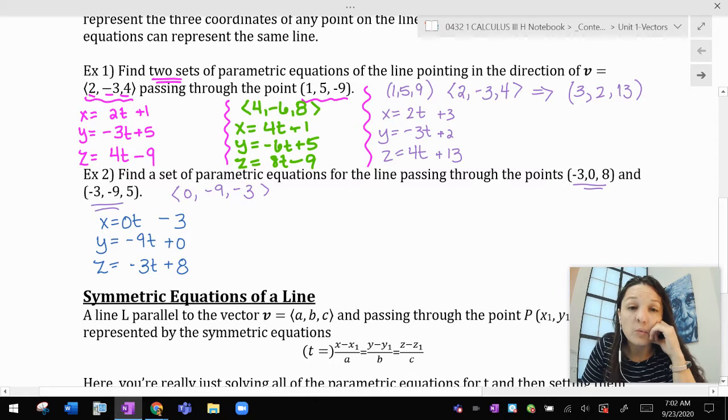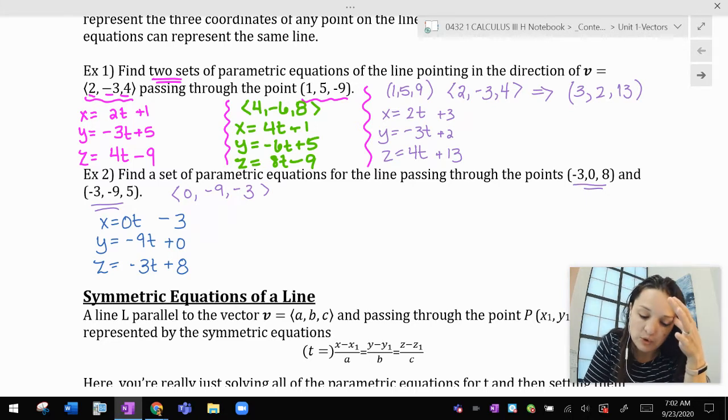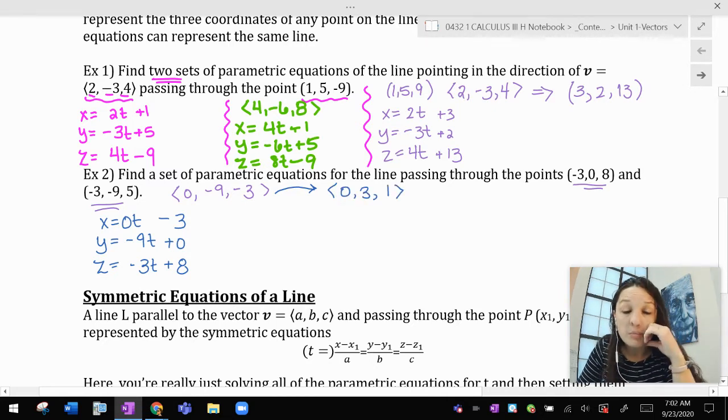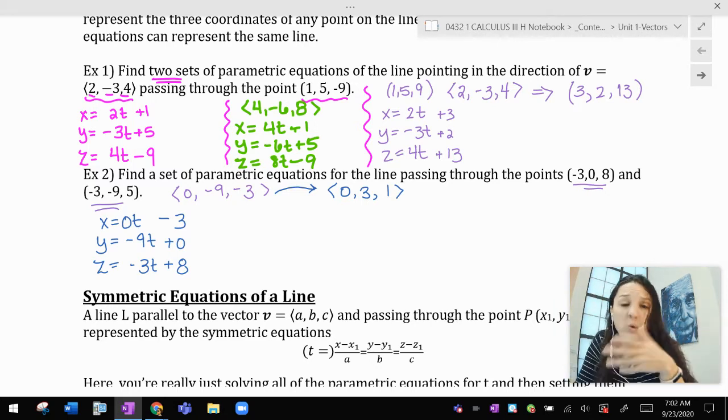One other thing that we can do is, since the direction vector is just that, a direction vector, the magnitude doesn't matter so much. So if I didn't want to use 0, -9, -3, I could also use 0, 3, 1, because that's parallel to 0, -9, -3. But Mrs. Faber, they go in different directions. I don't care. It's a line. It extends in both directions anyway.